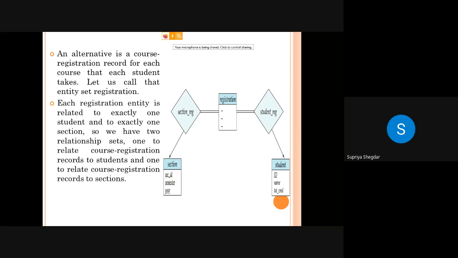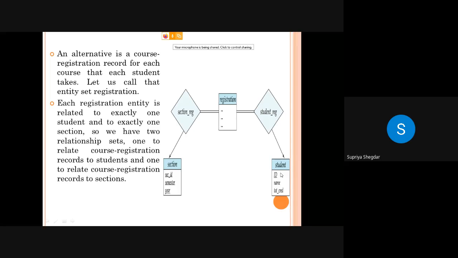Means instead of that takes relationship set, we can use the course registration entity set. This registration entity is related to exactly one student and exactly one section. So we have two relationship sets here: one is section registration between section and the course registration, and another is student registration between the registration and the student.